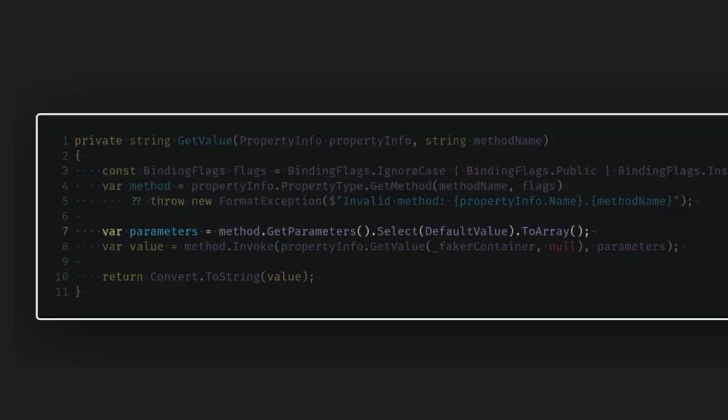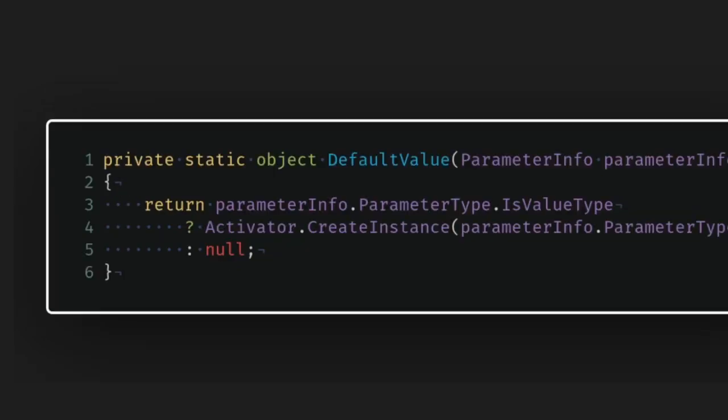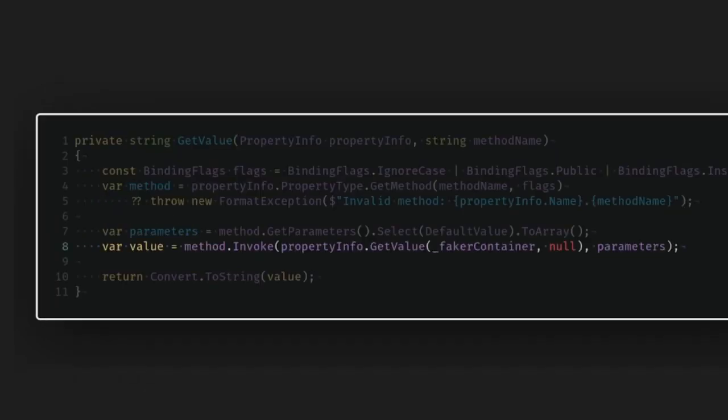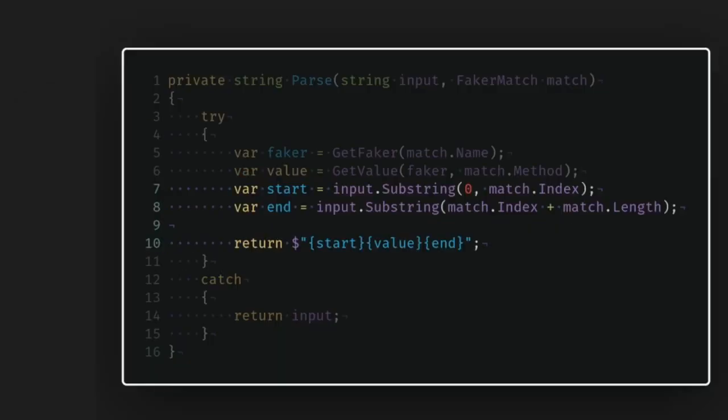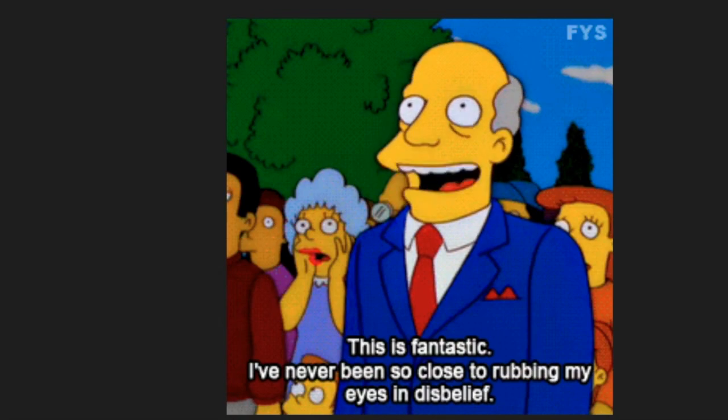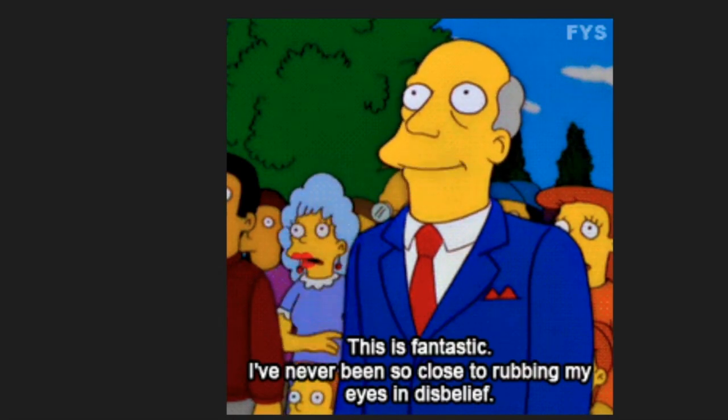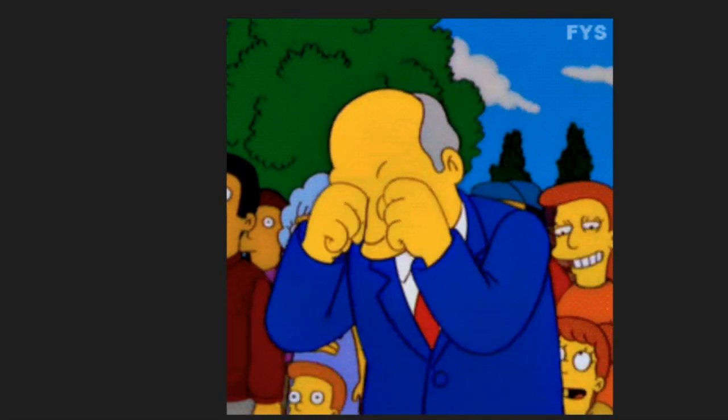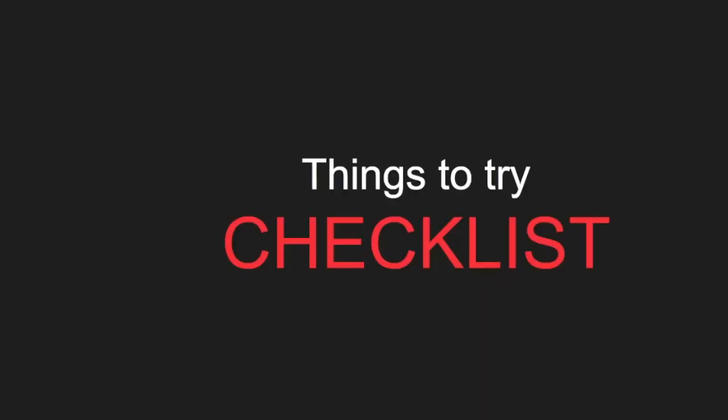Then sometimes these methods require parameters. So we build those parameters, and then we invoke the method with those parameters, and then return it as a string. And then, like I said before, we just inject it into the returning string. And if something fails, we'll just return the input. That's basically how I added reflection into this library.